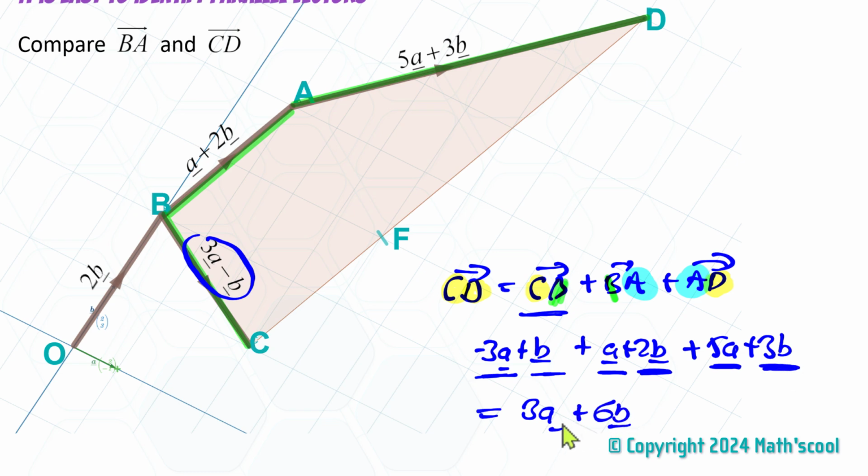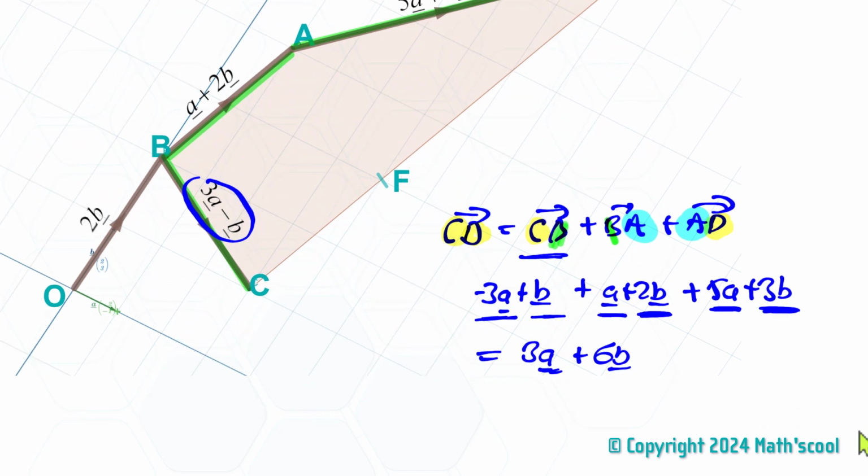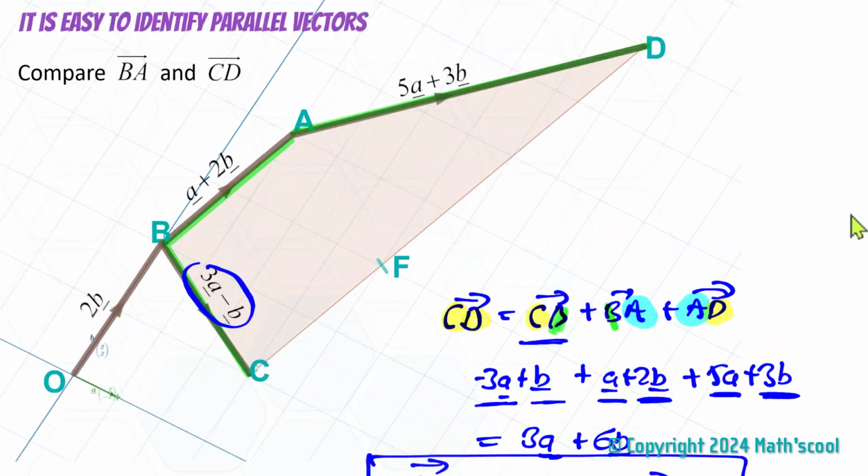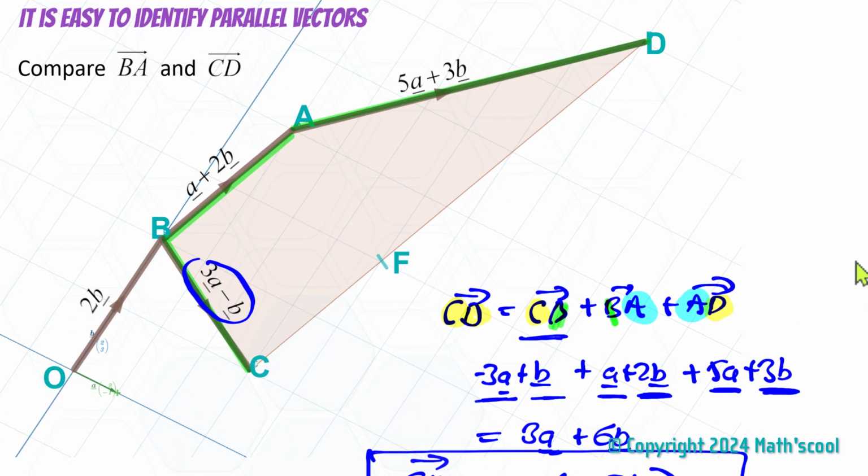Whenever you can factorize, always factorize your vector, because then it will tell you if things are parallel to each other or not later on in the next part of the question. So 3 brackets a plus 2b is my answer for the vector C to D. Okay, so I found the vector C to D. Okay, what's it saying now? Well, it says compare BA and C to D.